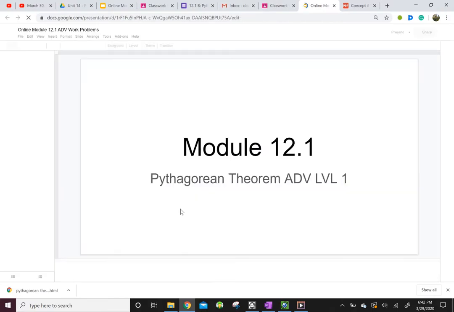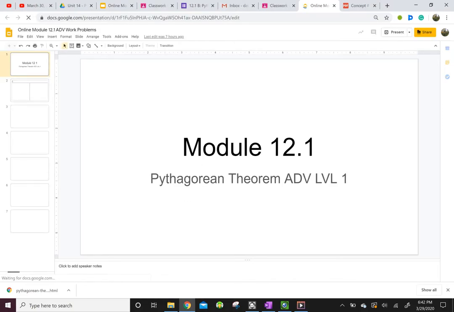That Google slideshow is right here. You can open that up. If you can print it out, or if you can save a copy and you have a tablet that you can write on, you can do it that way. Or you can just follow along with the video, pause it, and do this work on lined paper. I'm just going to do the work on the slideshow on paper.